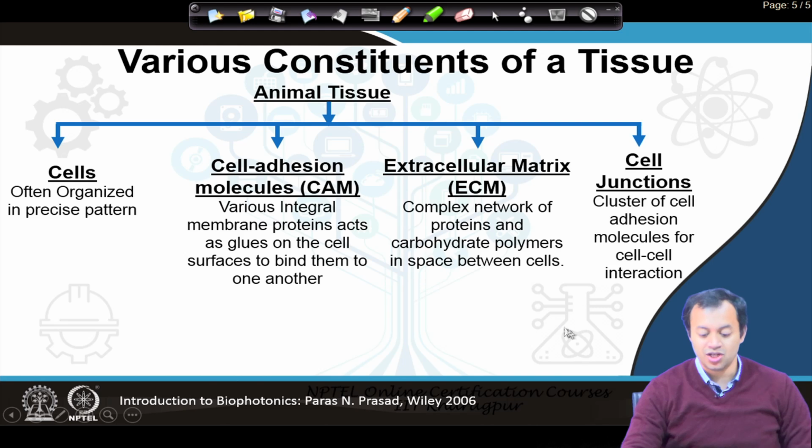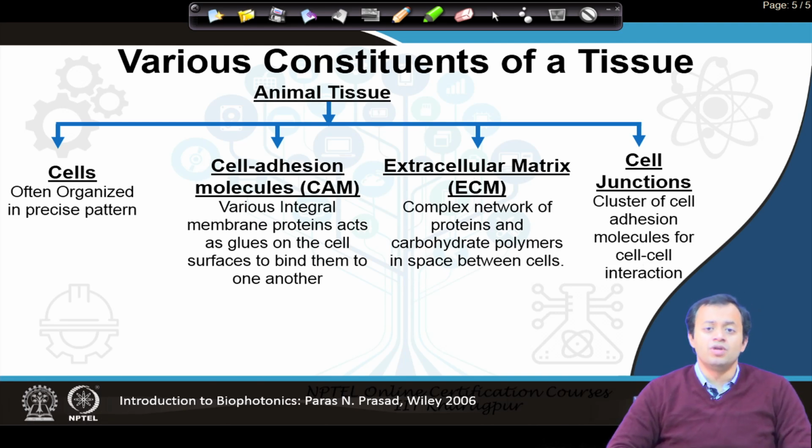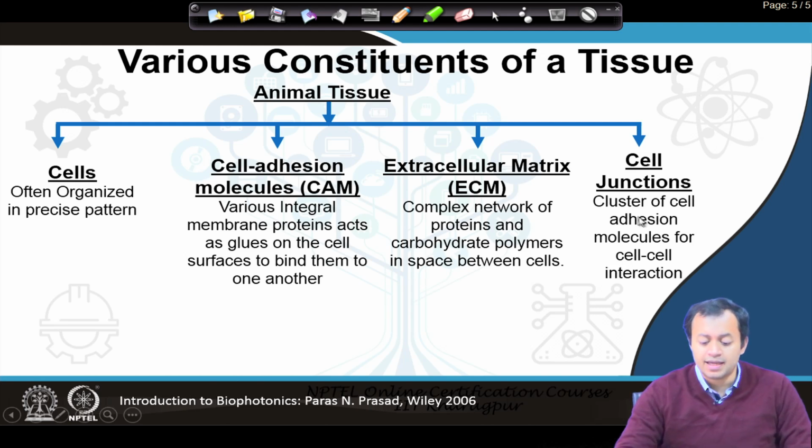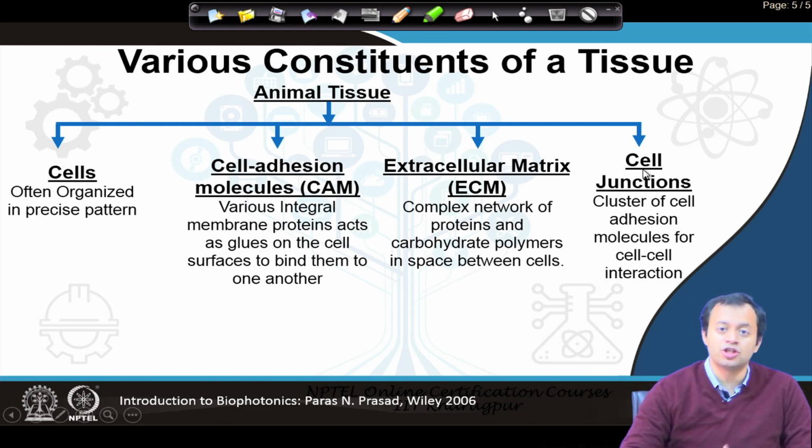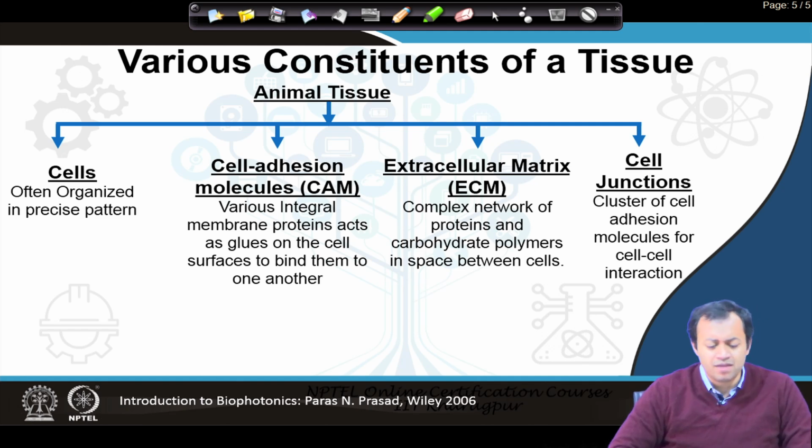And then there are cell junctions, clusters of cell adhering molecules, and they are there for cell to cell interaction. Two cells of the same tissue need to interact, and you have several molecules present between these junctions to help you. Again, this is very, very basic.